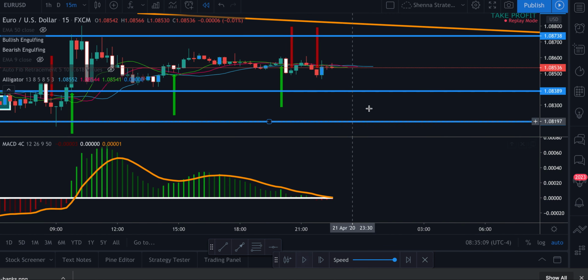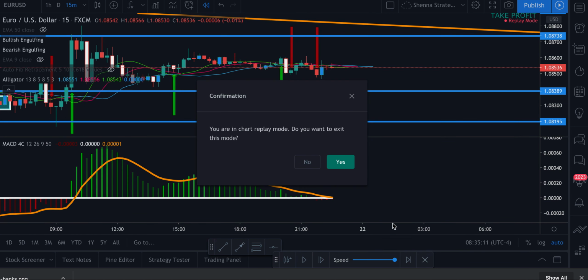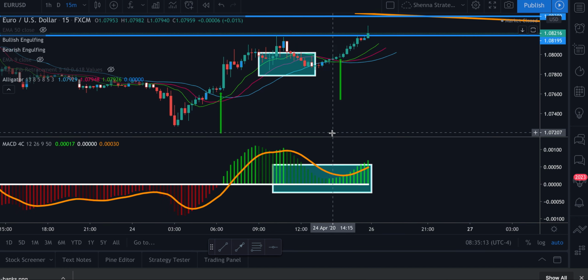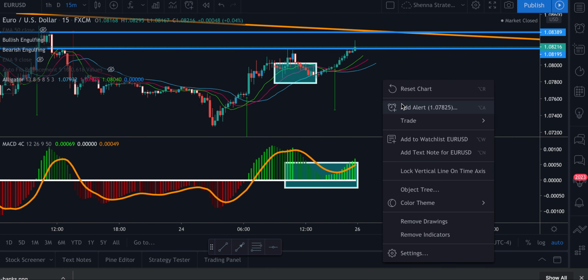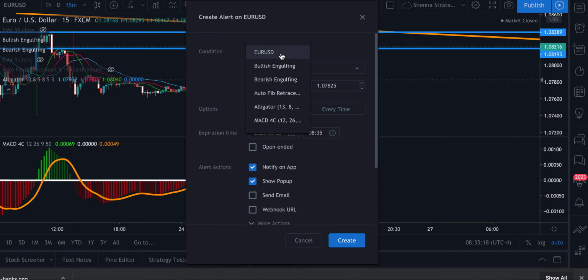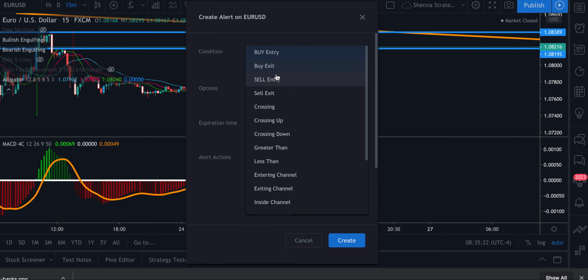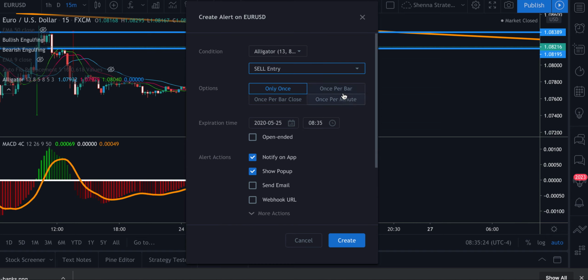So hopefully this helped, guys. I'm gonna exit the replay real quick. So hopefully that helped. Like I said, you can add alerts. So when I want to get an alert for alligator, I literally just go look for sell entries. I do once per bar.